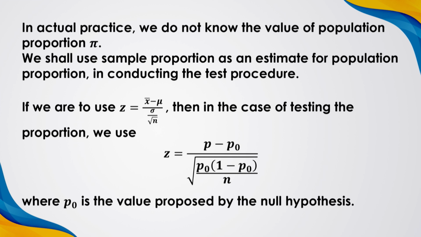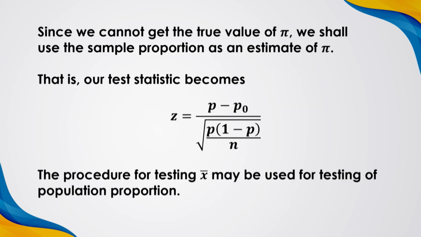In conducting the test procedure, we use z equal to x bar minus mu divided by sigma by root n. This is what we have been using in testing. Then in the case of testing the proportion, we shall use z equal to p minus p suffix 0 divided by the square root of p 0 into 1 minus p 0, divided by small n. Please note that we are using p 0 in the place of pi. So, p 0 is the value that is proposed by the null hypothesis.